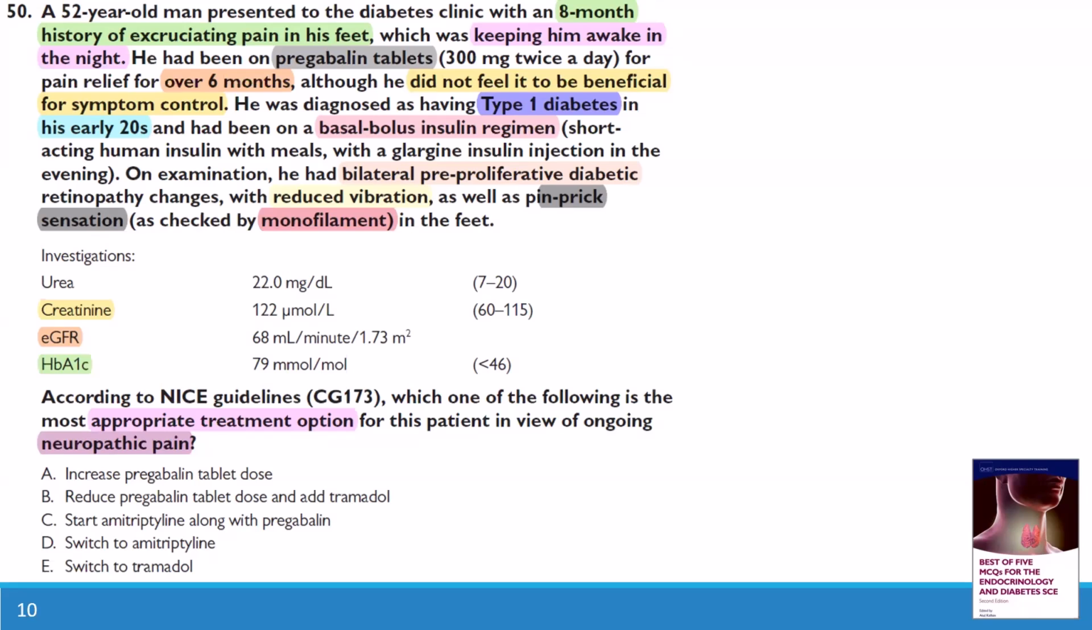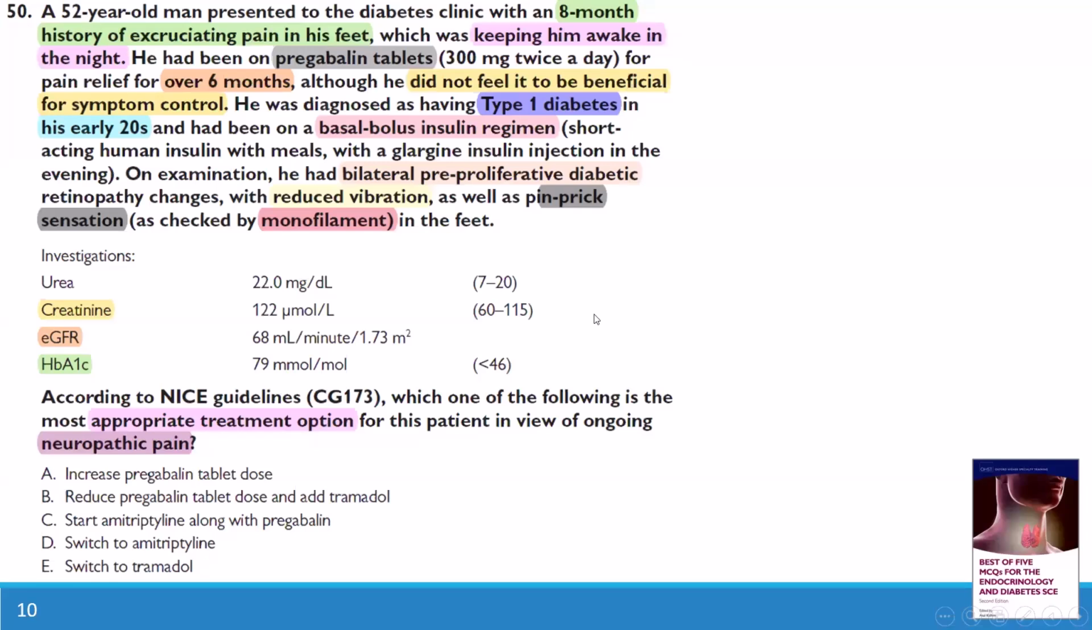Increase pregabalin? The patient is already on 600 milligrams daily. Reduce pregabalin and add tramadol. Start amitriptyline along with pregabalin. Switch to amitriptyline. Switch to tramadol. Which one? Switch to amitriptyline.